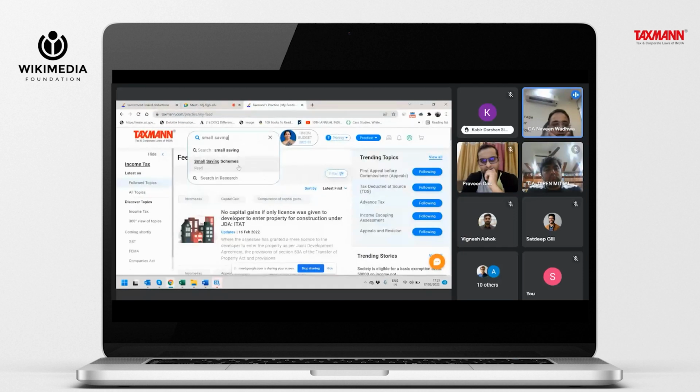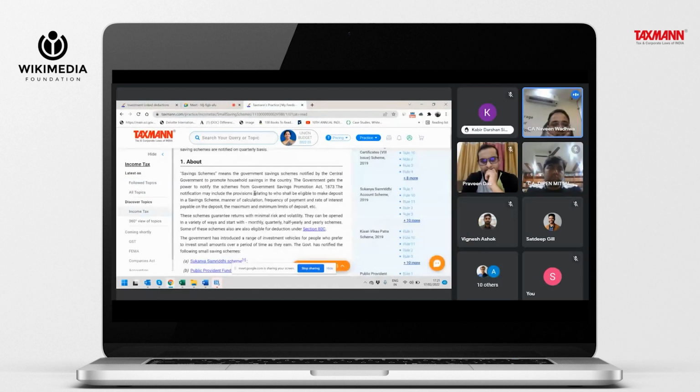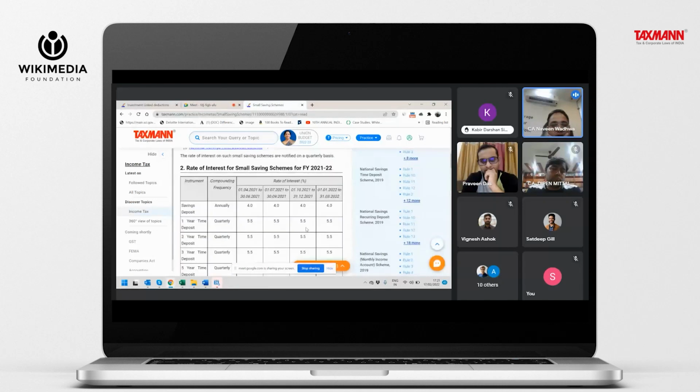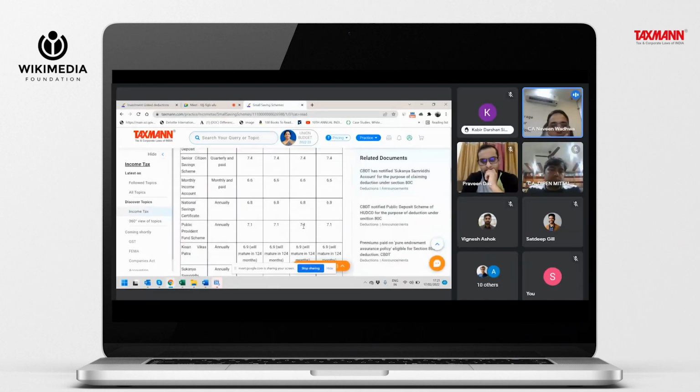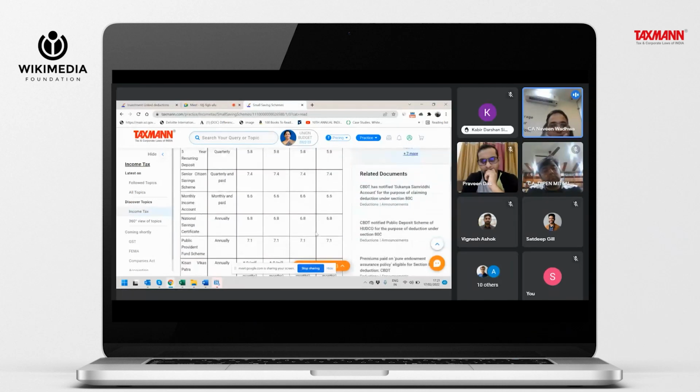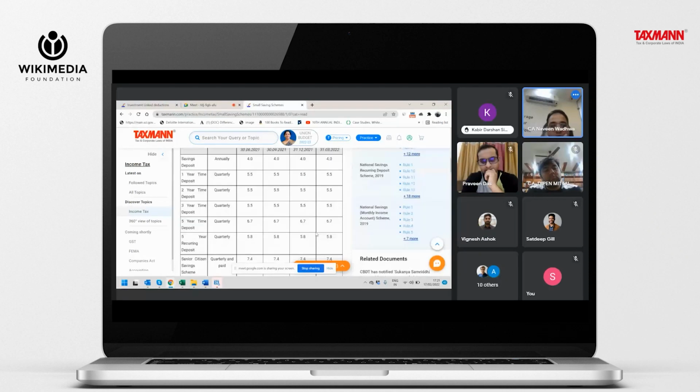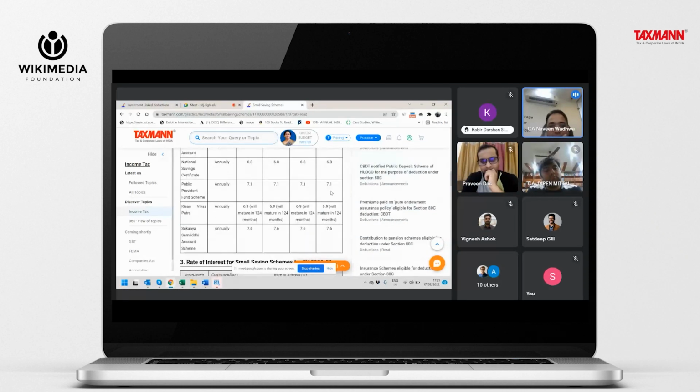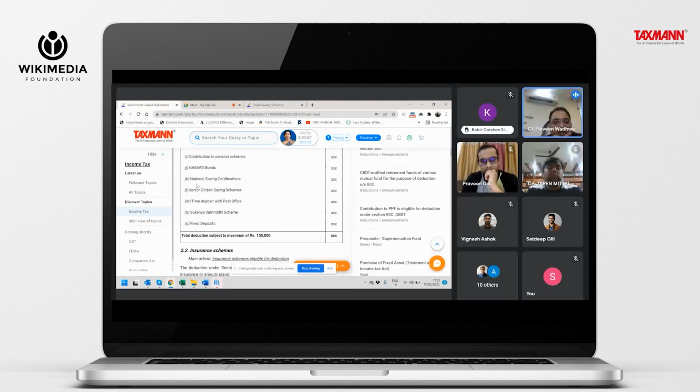So these are those small saving schemes. You can go and check the applicable rate of interest. So you can see that. I mentioned 7.6, it's actually 7.4. So I wrongly mentioned 7.6. On PPF it is 7.1, and QnA 7.6. Right. So these are the small saving schemes.